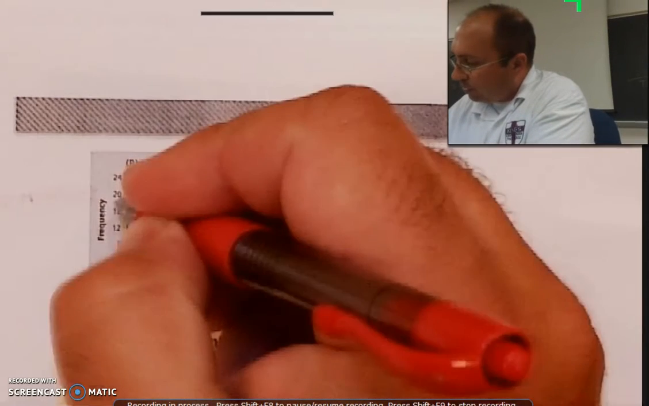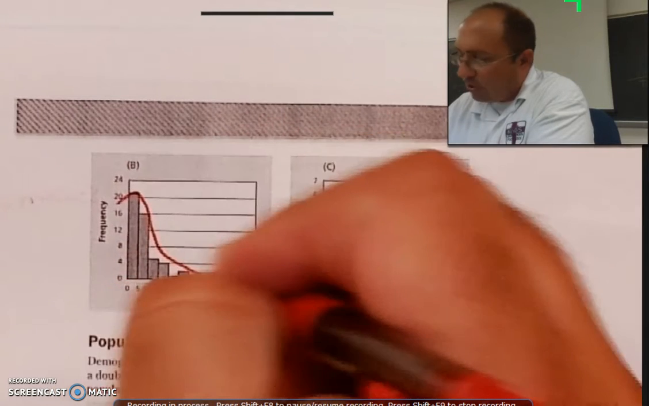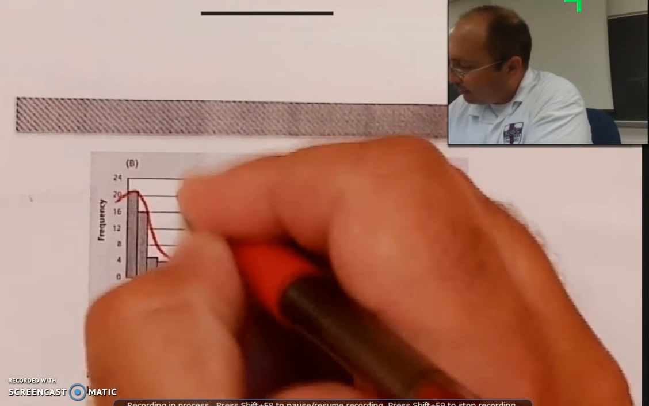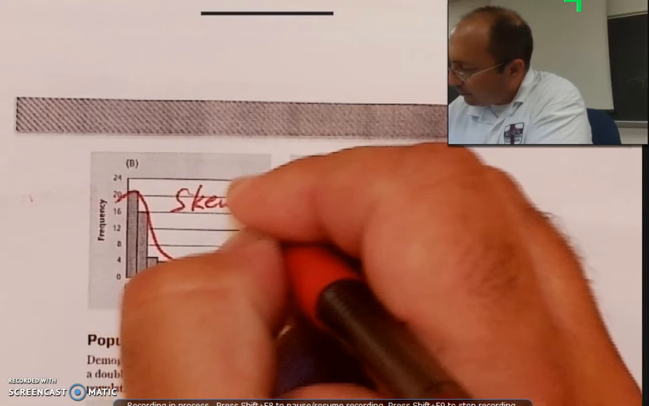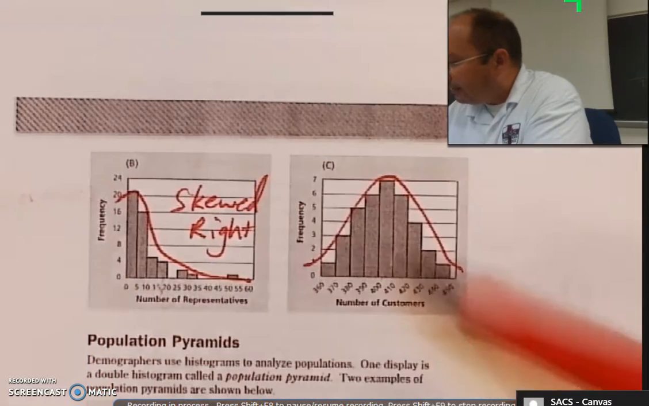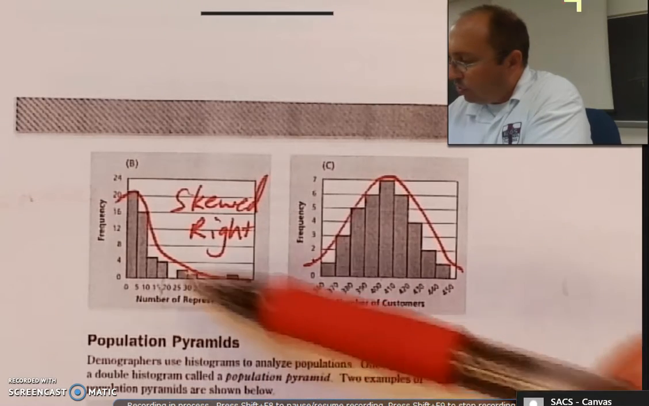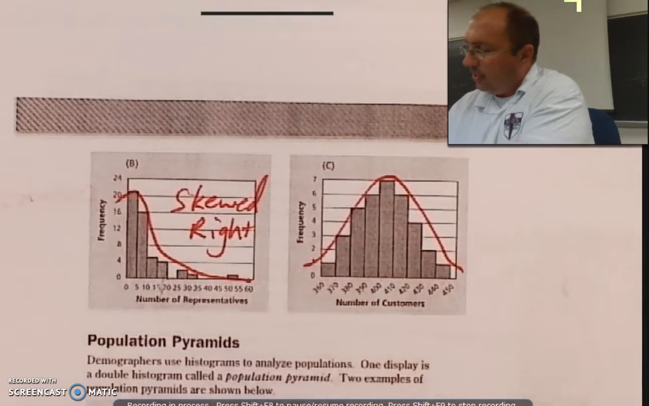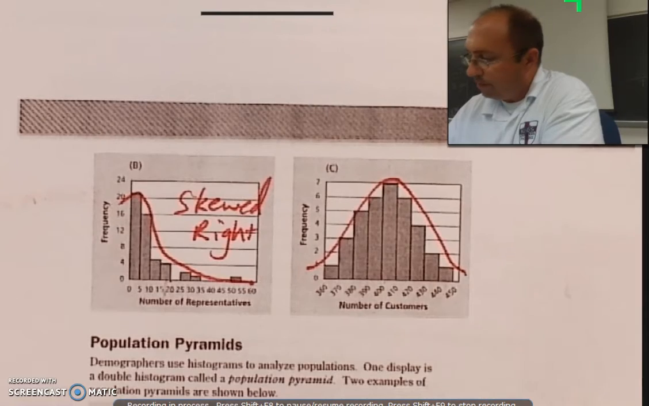This particular picture right here is skewed right, because the tail points in the direction of the skewedness. You will also notice there are gaps in the data, and you can see that in the chart.